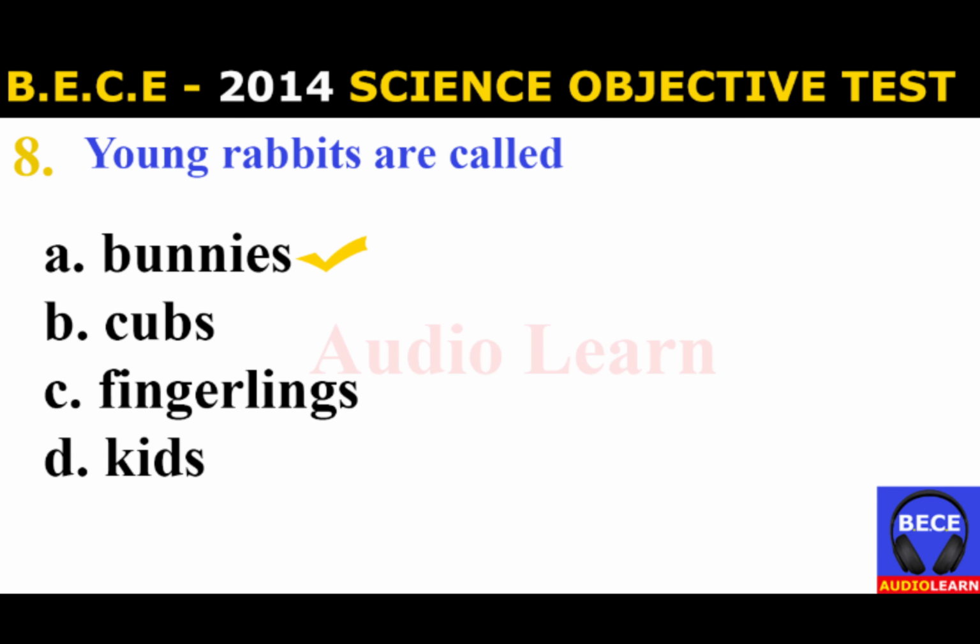Number 8. Young rabbits are called A. Bunnies, B. Cubs, C. Fingerlings, D. Kids. And the answer is A. Bunnies. Young rabbits are called bunnies.